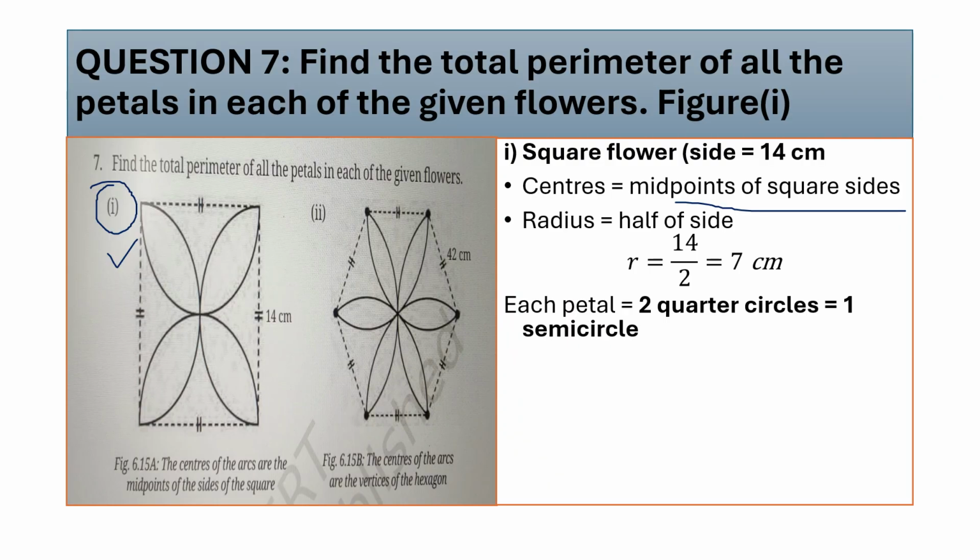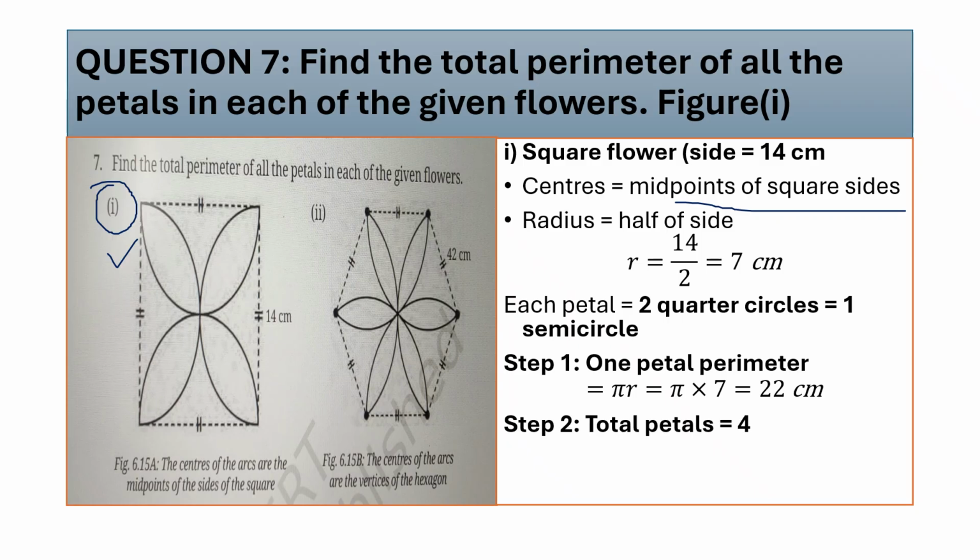You can even write this down, that your concept will be clear. So one petal perimeter will be again pi into r, as I've explained to you in the previous questions, where you need to take the formula. So it's pi into r. R is 7 centimeter. So pi into 7 will give you 22 centimeter. So how many petals do we have here? 4. So 4 into 22 will give you 88 centimeter. I hope this figure number 1 is clear to you.